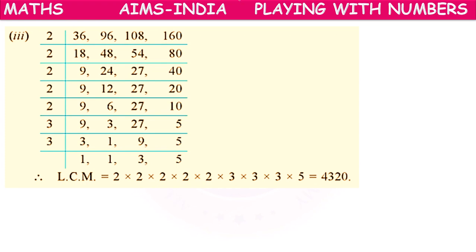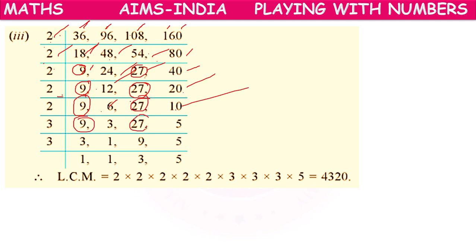Next, here we have 4 numbers: 36, 96, 108, 160. All are even numbers, because the last digits are 6, 6, 8, 0, so all are divisible by 2. 2 18 times 36, 2 48 times 96, 2 54 times 108, 2 80 times 160. Again with 2: 9, 24, 27, 40. Again with 2: 9 is not divisible, carried as it is, 2 12 times 24, 27 is not divisible, carried as it is, 2 20 times 40. Again with 2: 9 carried, 27 carried, 2 6 times 12, 2 10 times 20. Again divisible by 2: 2 3 times 6, 2 5 times 10. Now here we have 9, 3, 27.